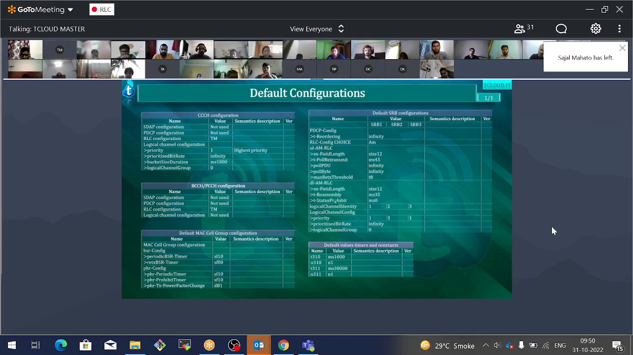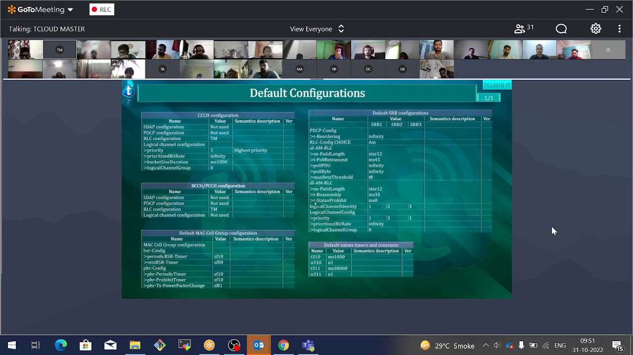That's the default reassembly timer. If requested from the GNodeB for the downlink traffic, you have to send a status report. But how often will you be sending the status report? It will be dependent on the request from the GNodeB.